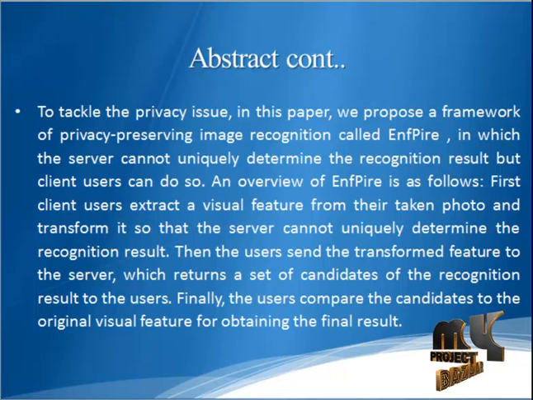An overview of EnfPire is as follows. First, client users extract a visual feature from the taken photo and transform it so the server cannot uniquely determine the recognition result. Then the user sends the transformed features to the server, which returns the set of candidates of the recognition result to the users. Finally, the users compare the candidates to the original visual feature for obtaining the final result.